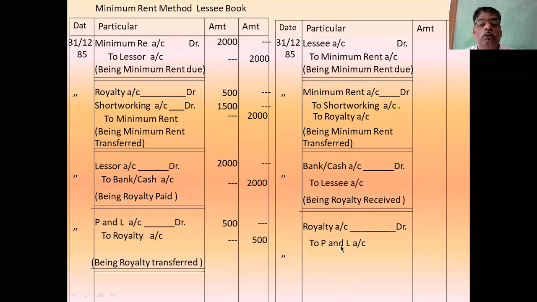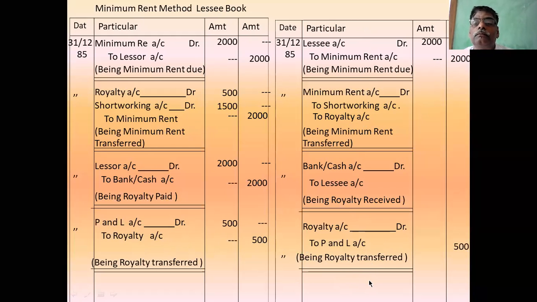Fourth entry, royalty account debtor to P&L. You see here, royalty credit, royalty debit, P&L account debit, P&L credit. Okay, these are the entries in the books of lessor, that is landlord. Fill the amount. Same amounts. Okay, minimum rent 2000, minimum rent 2000, short working 1500, royalty 500. Payment 2000 to the lessor. Royalty 500 transfer to P&L account. First year complete. These are the four entries for the first year.